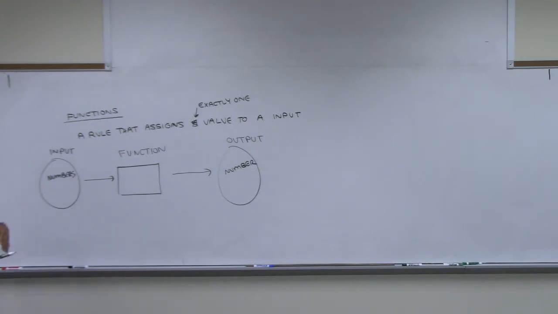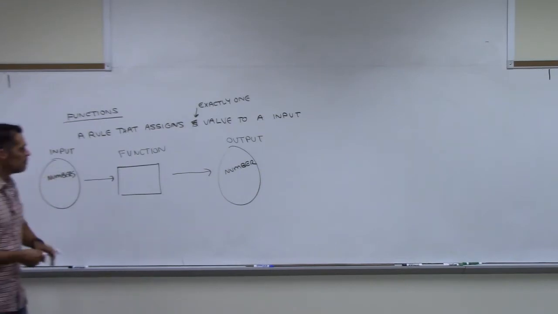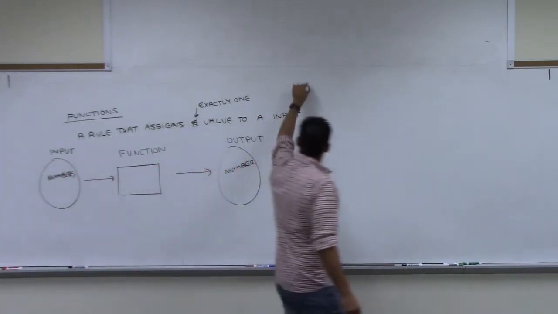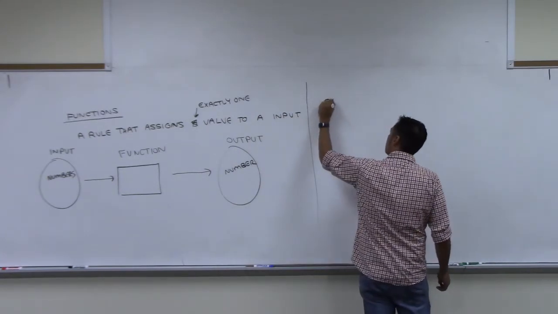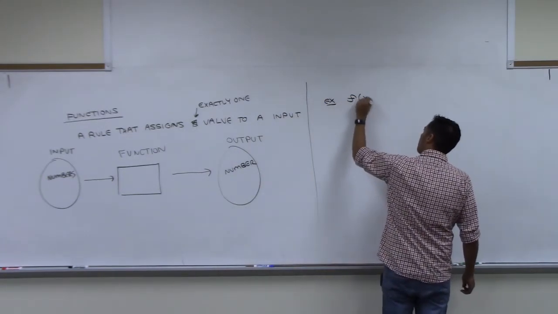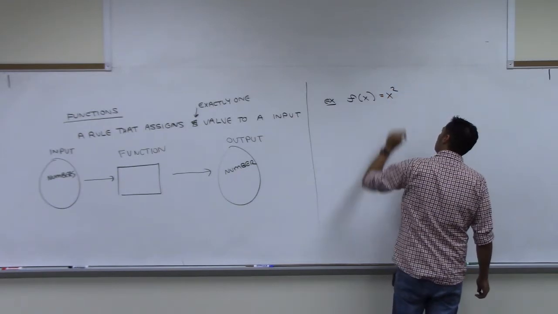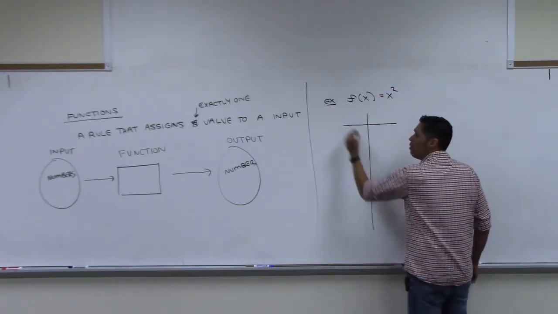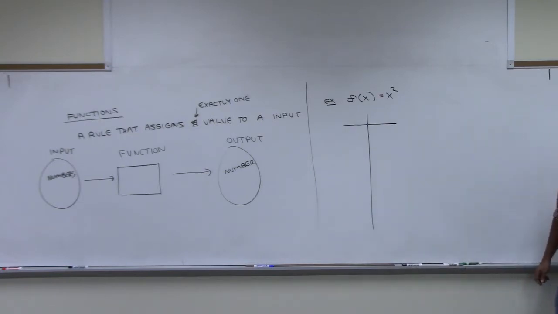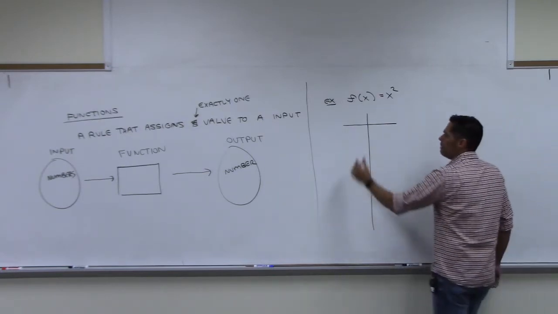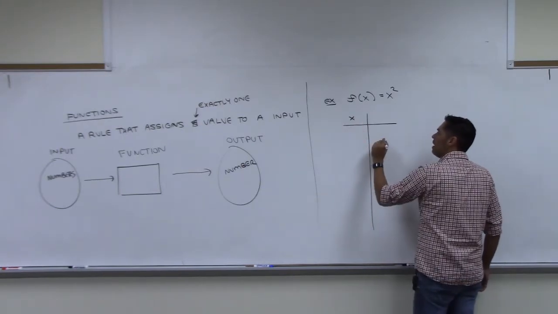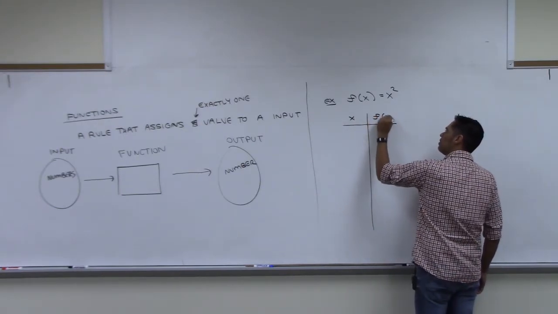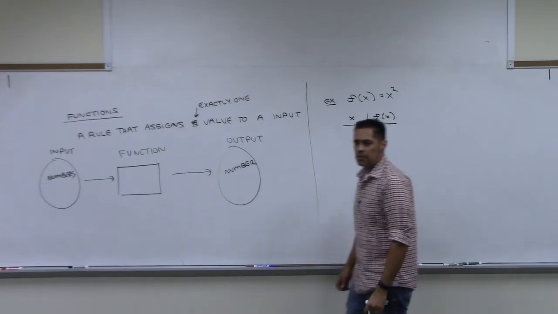Classic example: f of x is x squared. Input, output. I know this is going to seem very childish, but hopefully you'll see where we're going with this. For this function, f of x equals x squared, the input we call the x, and the output is the f of x. It's the function's value at x.